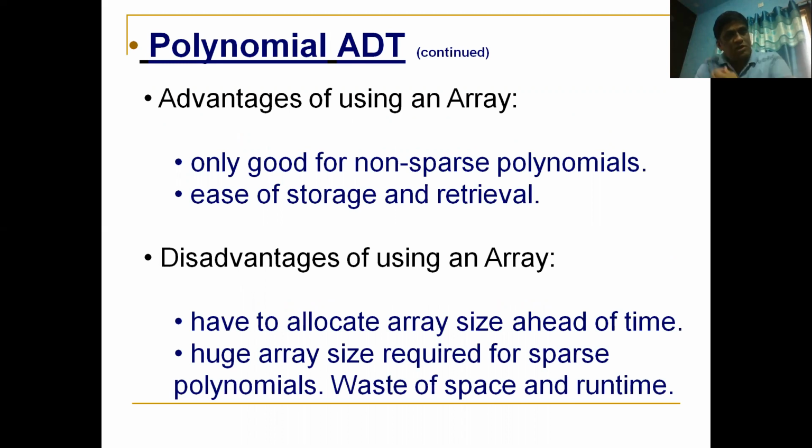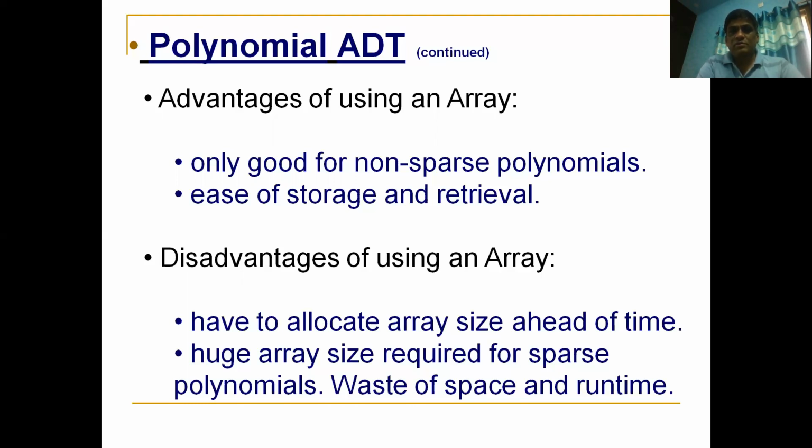So, what is a polynomial? We all know that a polynomial is a mathematical expression in the form of an x power n plus an minus 1 x power n minus 1 plus an minus 2 x power n minus 2 and so on plus a0 x power 0. Here a0, a1, and so on up to an are the coefficients and the powers are the exponents. x is any general term used for representing a polynomial.